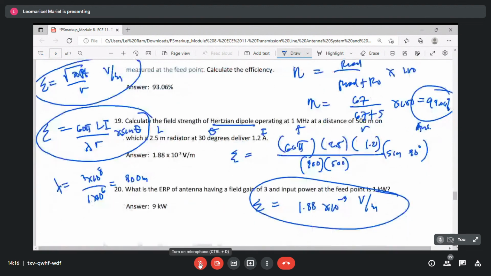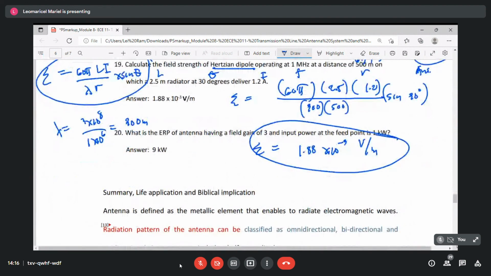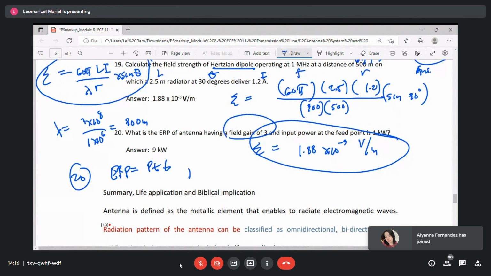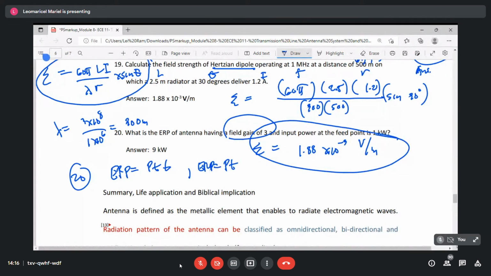Okay? Next. Last number. What would be the ERP, having a field gain of 3 and the input power of 1 kilowatts? So, yung ERP natin, kanina pa natin binabanggit, PTG. Kaso, this is the power gain. Ang binigay kasi hindi power gain, kundi field gain. So, the ERP is equals to PT, field gain, that will be GF. Pagka field gain, ini-square yun.